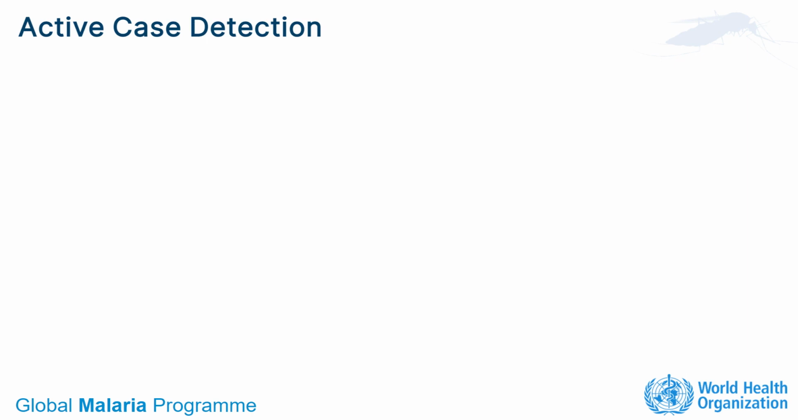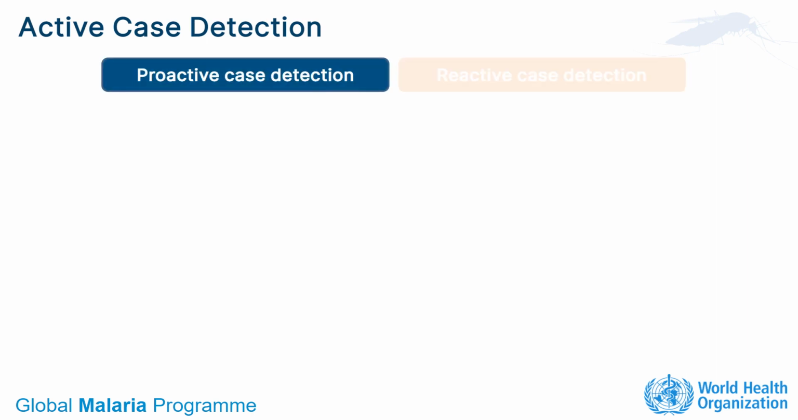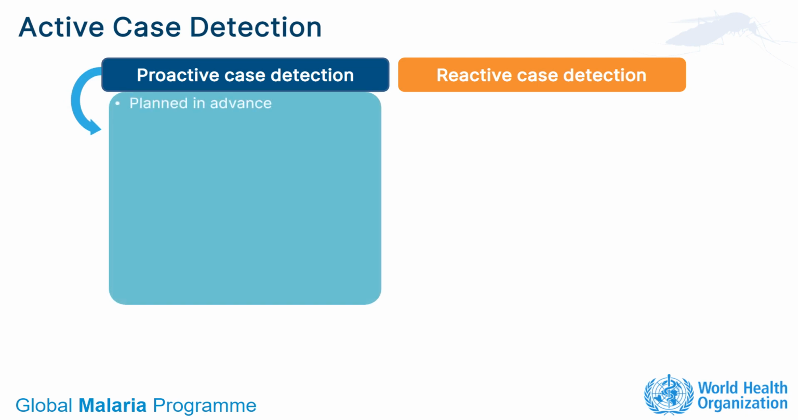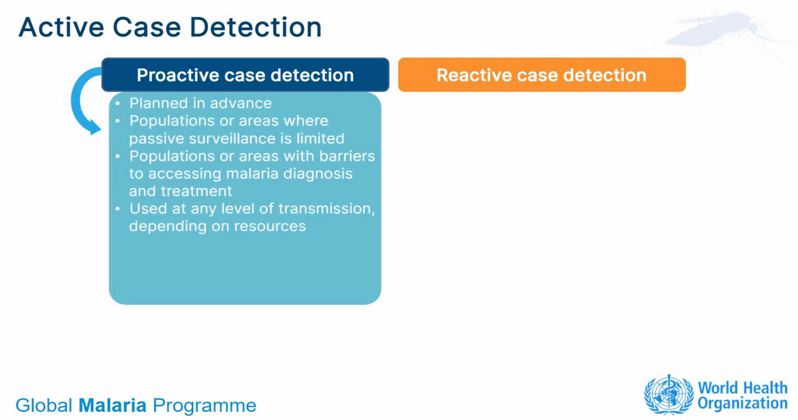Let's look at the subtypes of active case detection. Active case detection is divided into proactive case detection and reactive case detection. Both require healthcare workers to actively seek out additional infections in the community. Proactive case detection means that it is undertaken in populations or areas thought to be at risk of transmission or known to have malaria cases. It is planned in advance and directed at populations or areas where passive surveillance is limited or there are barriers to accessing malaria diagnosis and treatment. It can be used at any level of transmission depending on resources.